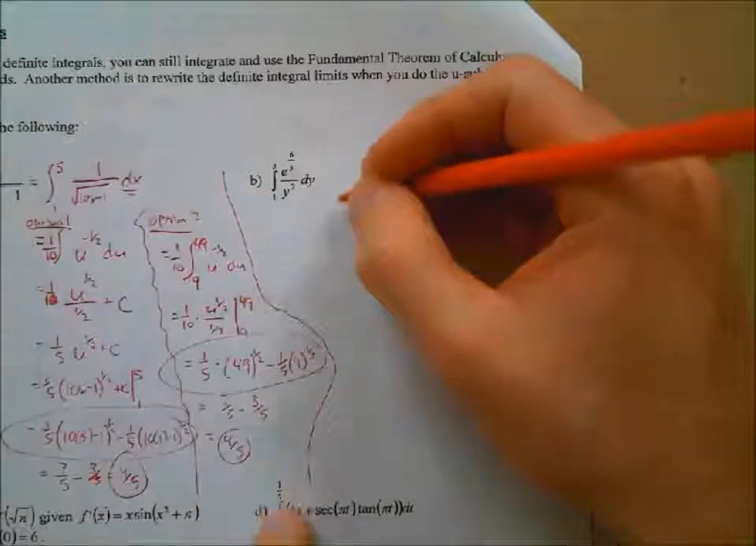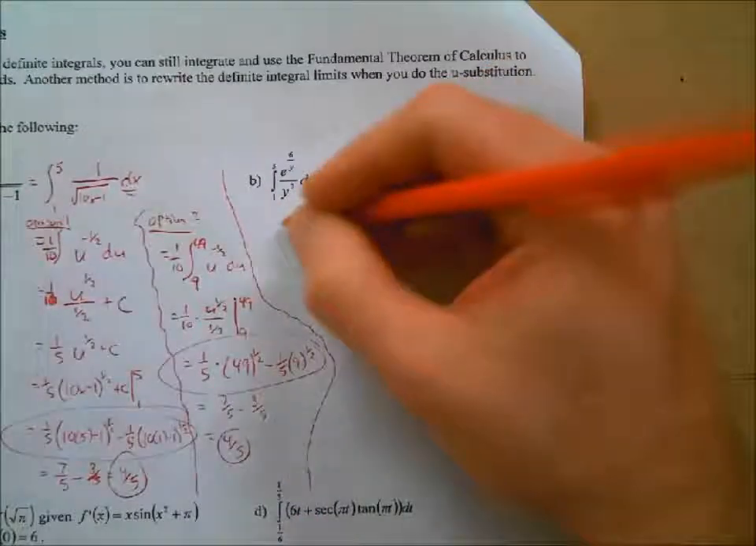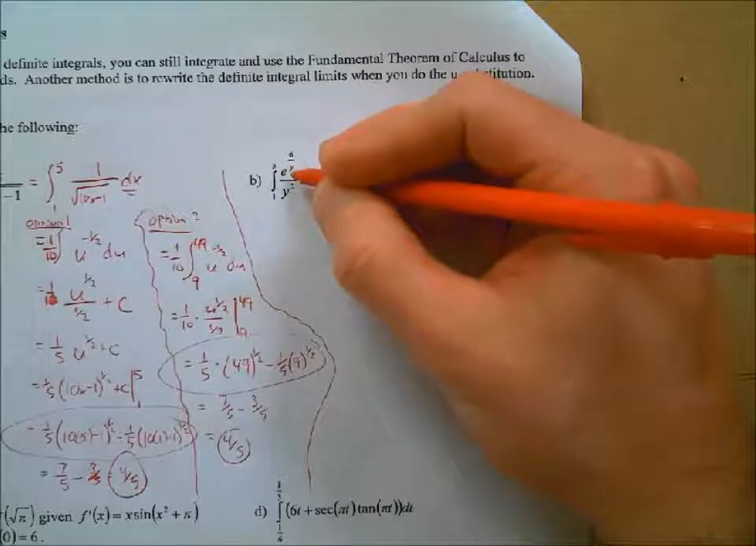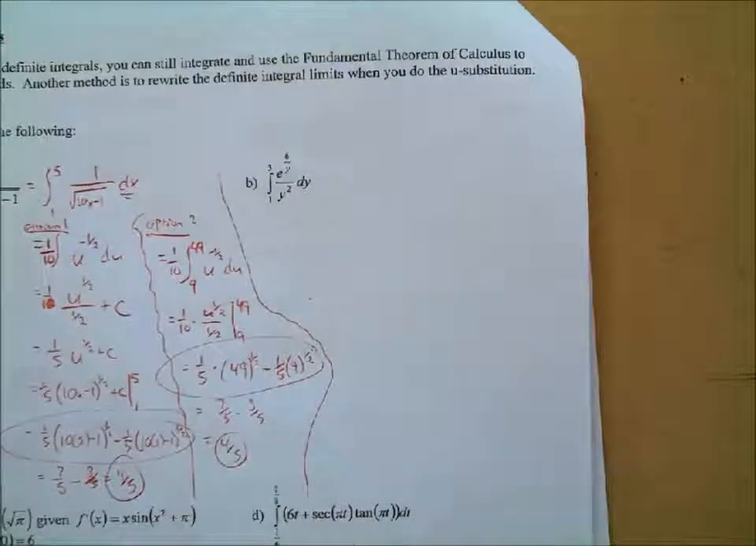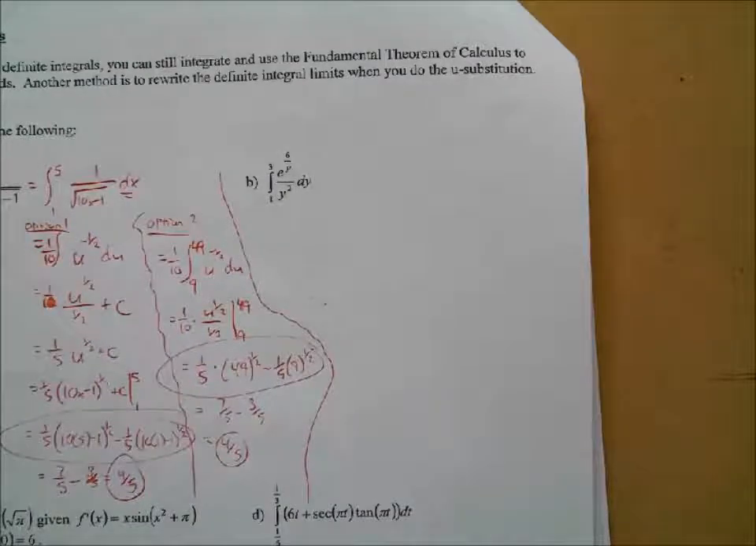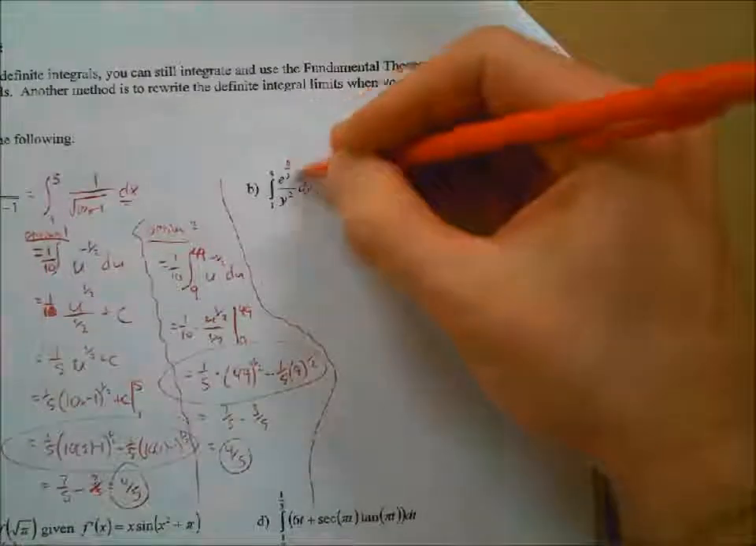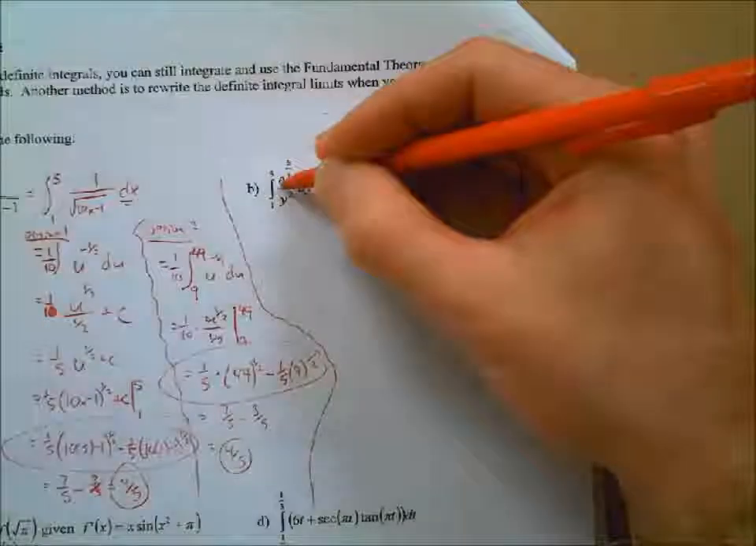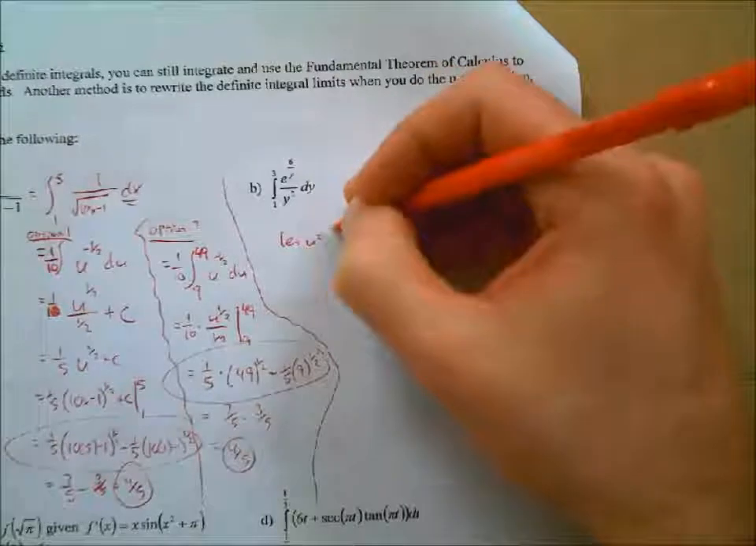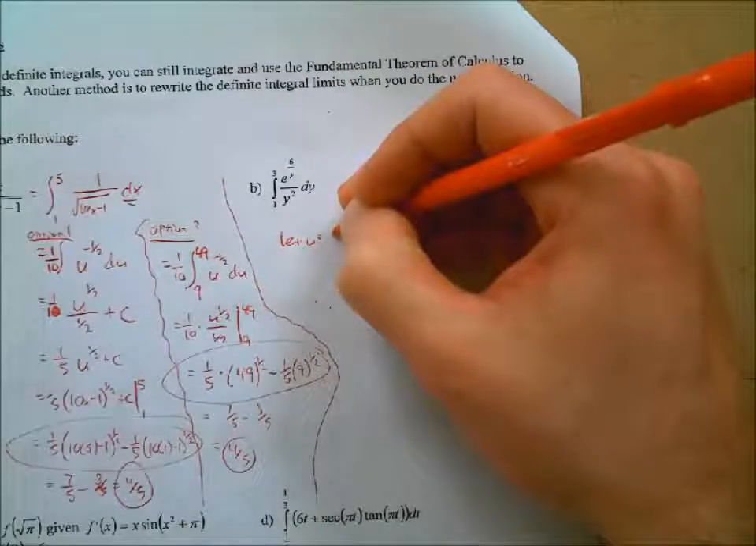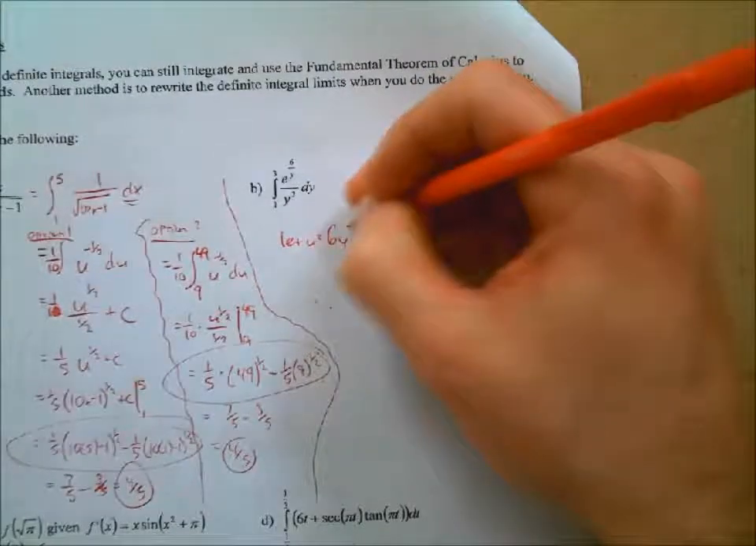Let's take a look at this one then. We've got the integral from 1 to 3 of e to the 6 over y over y squared dy. What should we let u equal here? Yes, 6 over y. That 6 over y is inside the exponent of e. So let u equal 6 over y, which is the same thing as 6 times y to the negative 1.